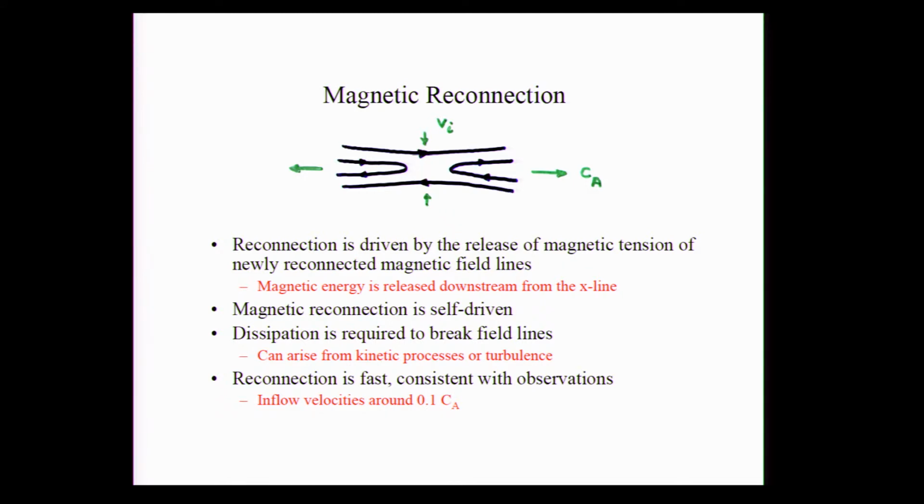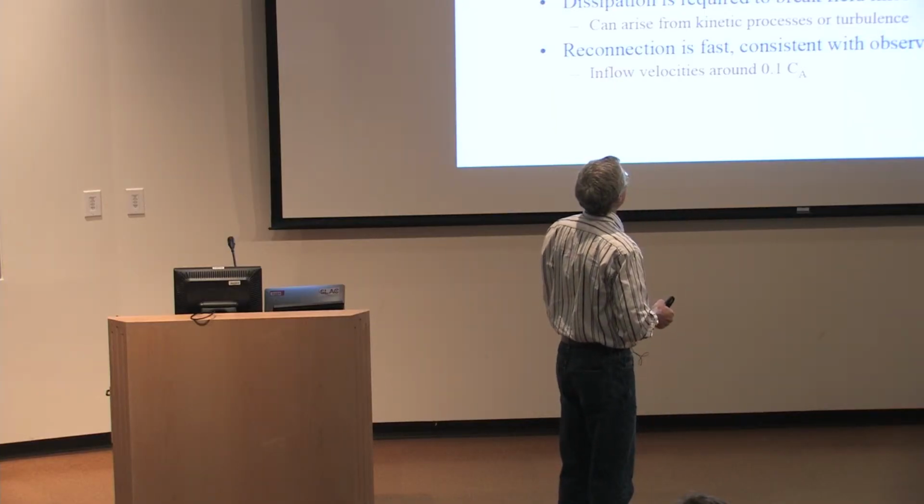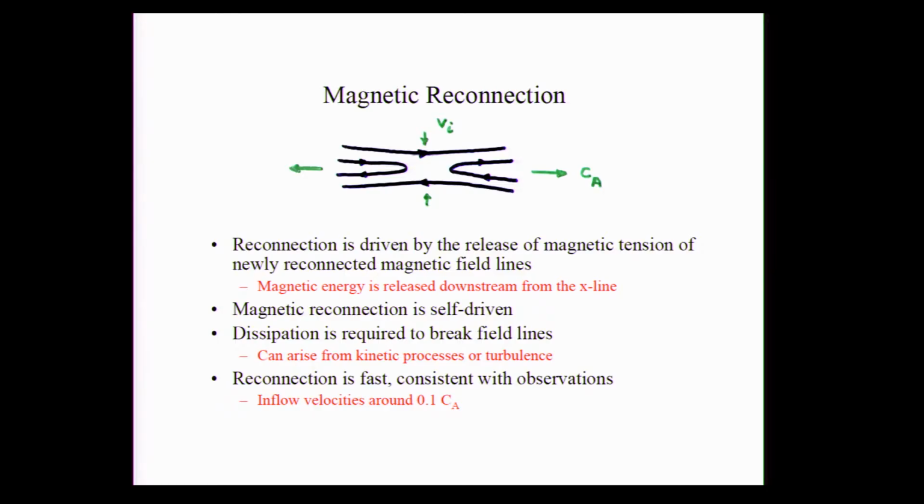So what do you have? You've got flow going like this. What happens in the middle? The pressure drops. And the pressure dropping pulls in field lines from the top and the bottom. And they magically cross-connect again. So this whole thing is a self-driven process. That's what magnetic reconnection is.